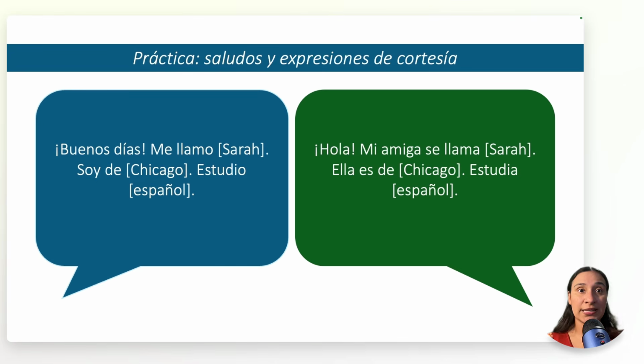Now, let's practice saludos y expresiones de cortesía. So, let's try to use all the information that you have given one more time. If you want to practice and you don't want to forget what we are practicing, use a piece of paper and a pen or a pencil and start taking notes. That's a very useful way to keep track of what we are learning. So this is a practica. You can fill it up with your information. I'm gonna read both and try to practice on your own. Leave a comment if you have any question about this.